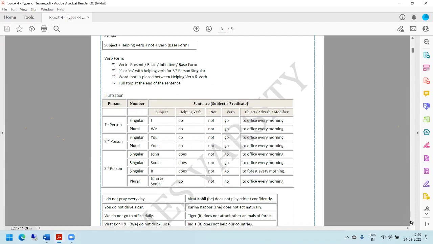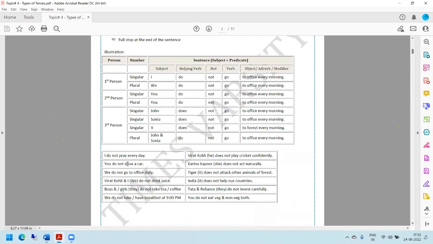So if we look at sentences, "I do not pray every day." This is a negative sentence. "You do not drive a car," right? "We do not go to office daily." Any question? Okay. All right. So, we do not go to office daily.